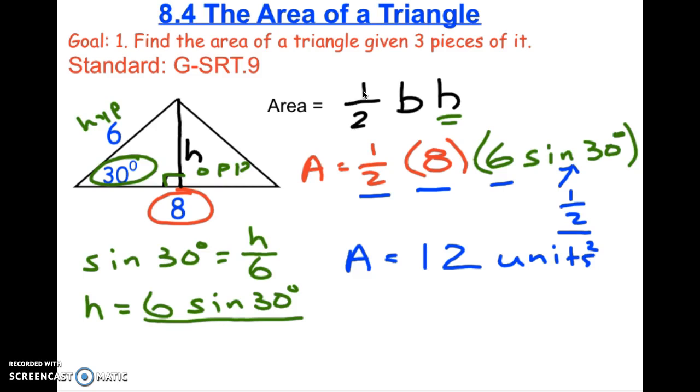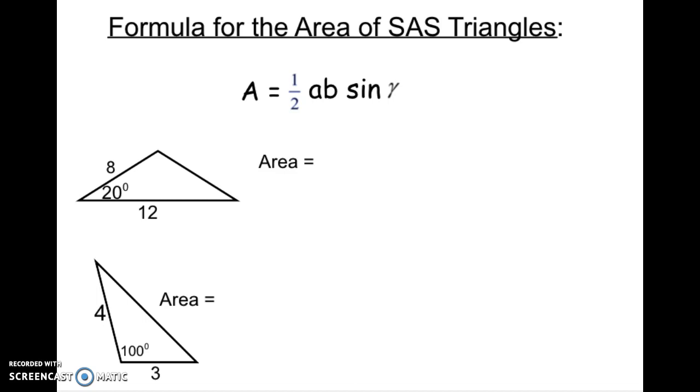Now somebody very wisely noted, every time you need to calculate the height in these cases, we're going to be using the sine to do that. So a general formula for the area of a triangle, if you have two sides and the angle included in between the two sides, known as the side-angle-side case, is A equals 1/2 ab times the sine of, in this case they used gamma, to indicate the angle between the two sides.